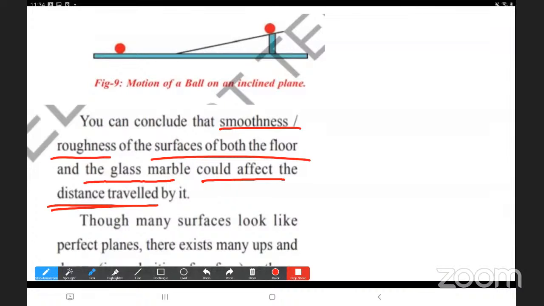Here, many surfaces look like perfect planes. But when we observe the surface of the object closely, there exist many ups and downs. That means irregularities of the surface. So there exist many ups and downs on them.